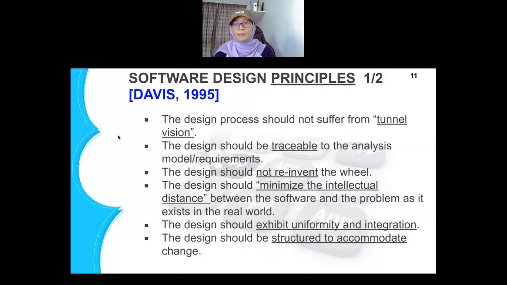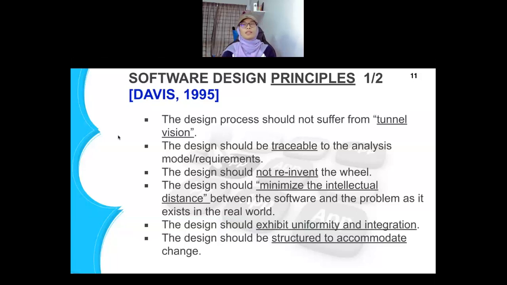Software design principles. This is stated by Davis, 1995. It is a theory from Davis, saying that for the principles of software design, the design process should not suffer from tunnel vision, meaning it's not too complex. You know, tunnel, like in a cave. So it should have more vision, more visual.